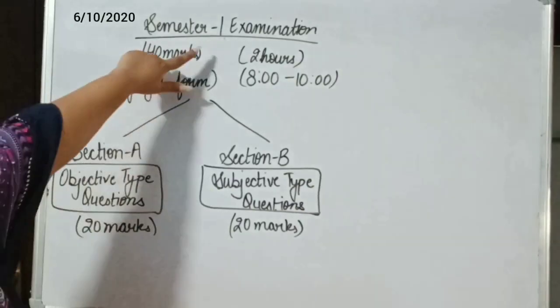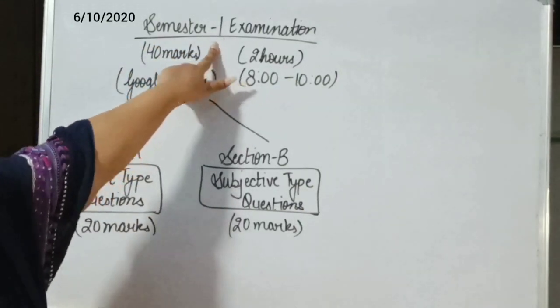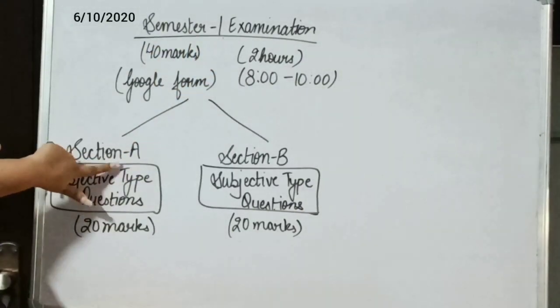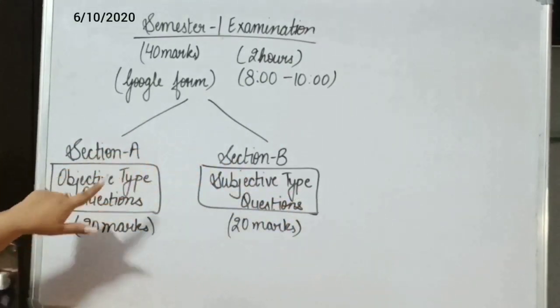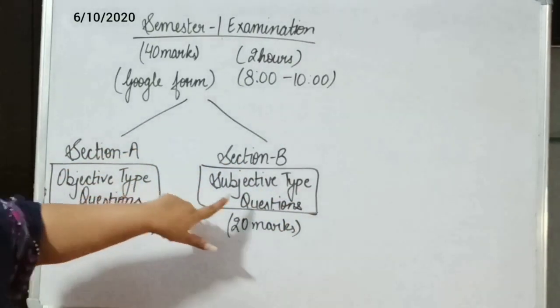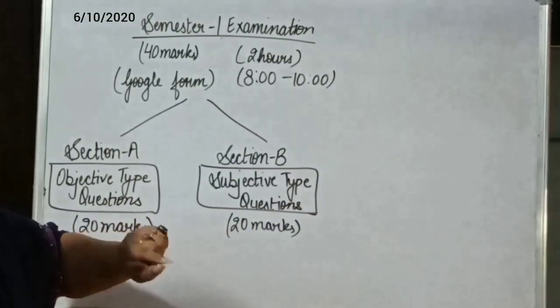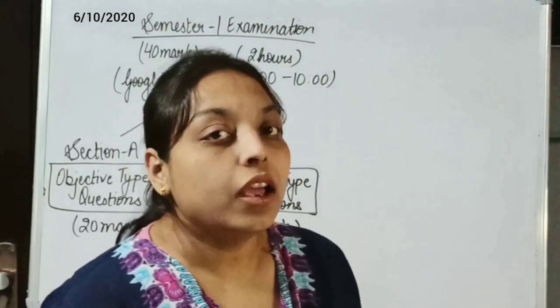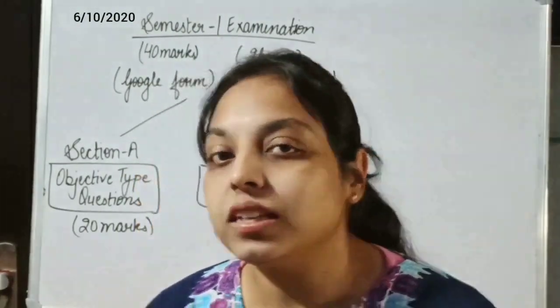Now, the semester 1 exam paper will be divided into 2 parts, 2 sections, section A and section B. Section A has objective type questions, and section B has subjective type questions. Both section A and B are for 20 marks each.